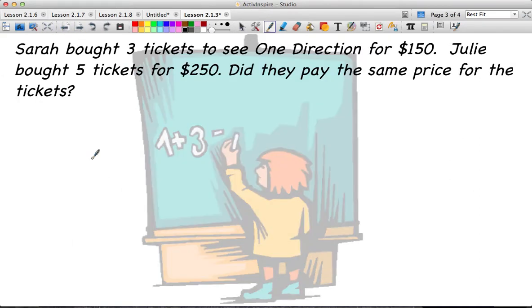All right, so our next problem, Sarah bought 3 tickets to see One Direction for $150. Julie bought 5 tickets for $250. Did they pay the same price for the tickets? So what I'd like you to do is create your own table and come to your own conclusion, and when you come back, we'll go over your answer.